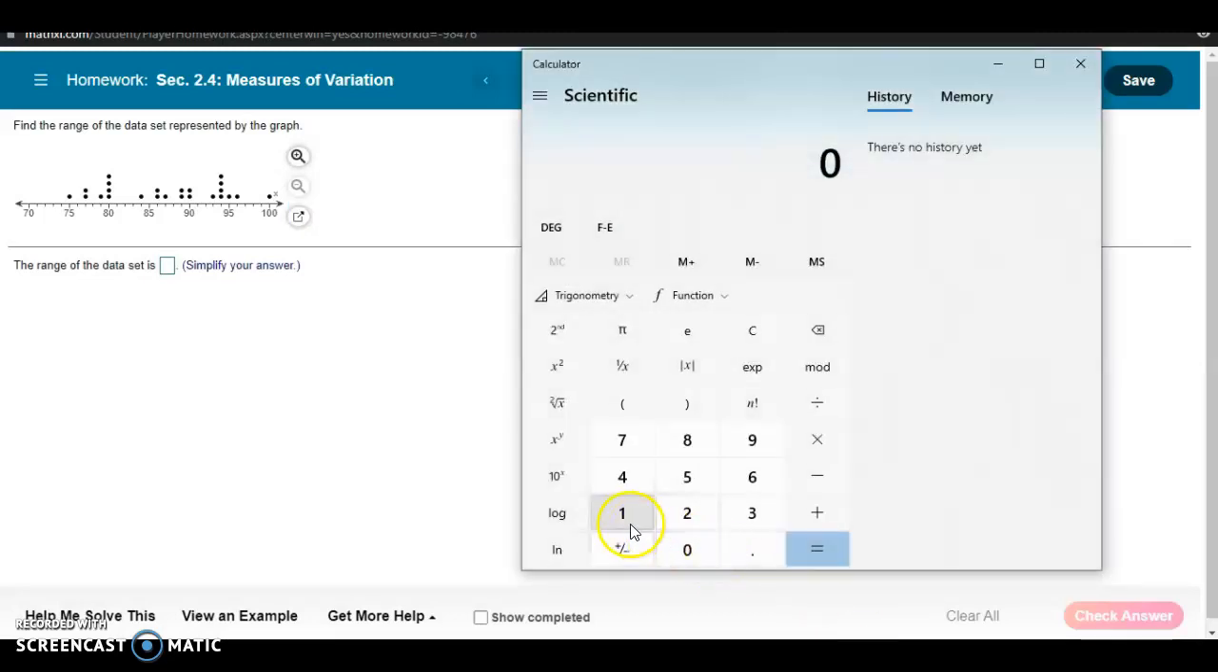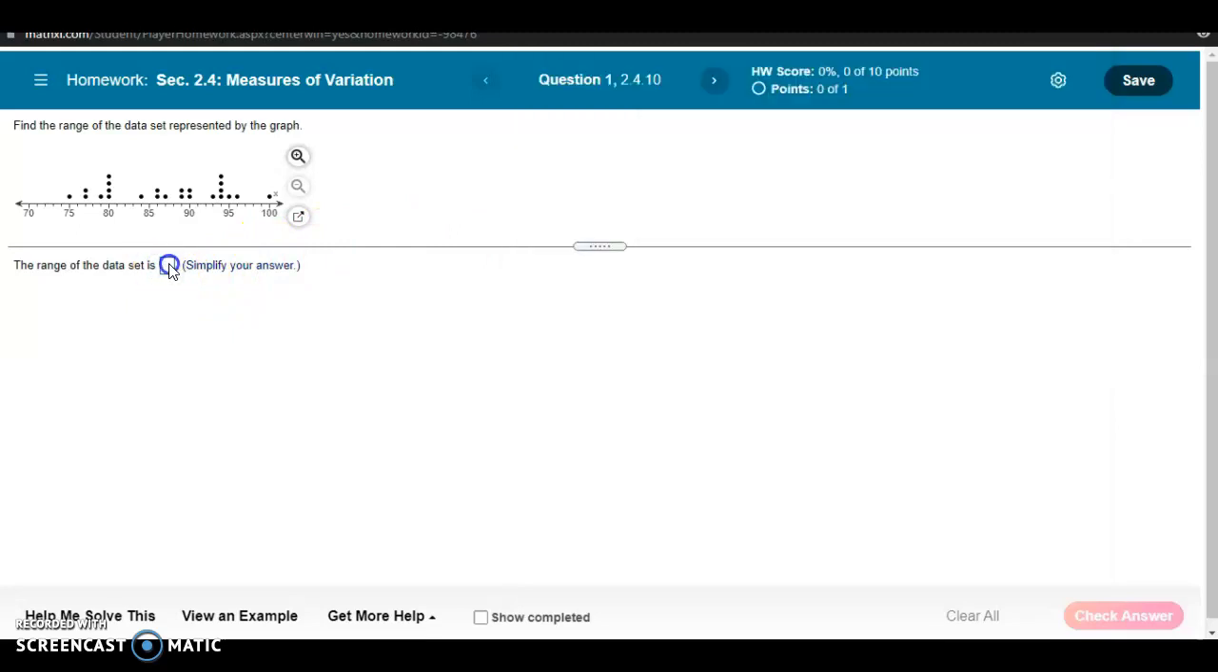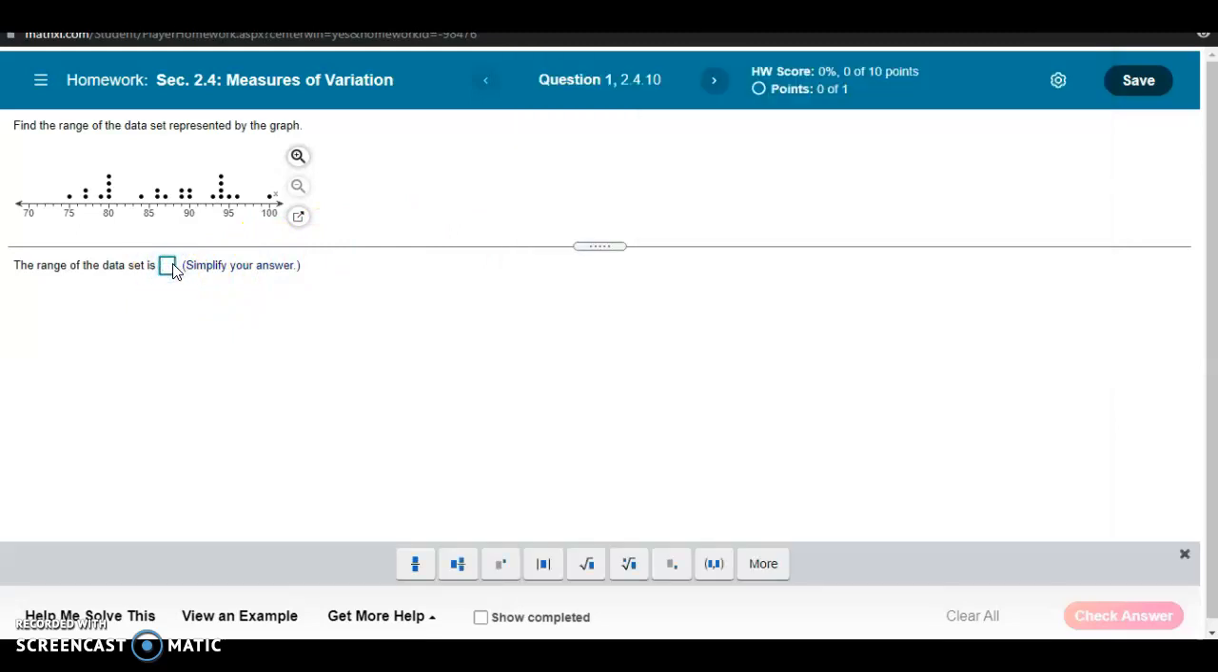To be on the safe side, I'm going to do that on the calculator, but you can certainly do that in your head. So 100 minus 75 gives us 25, so the range of our data set is equal to 25. From the smallest value to the largest value is 25, and that's what the range represents. And there's no need to simplify our answer.